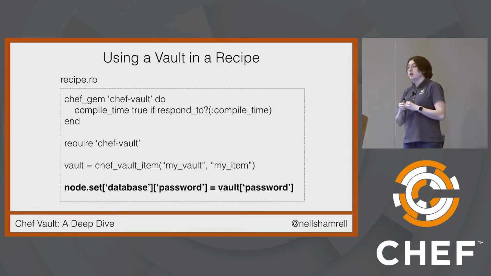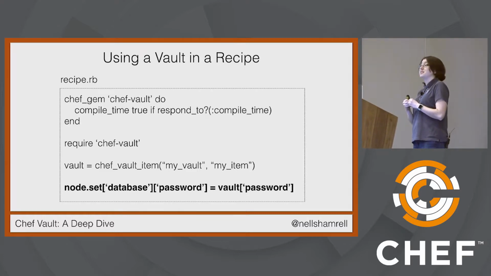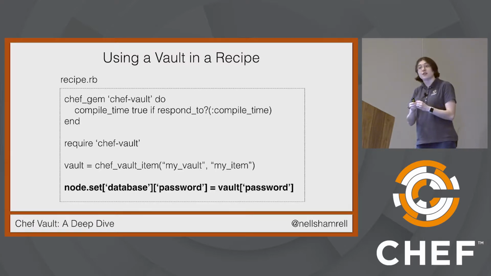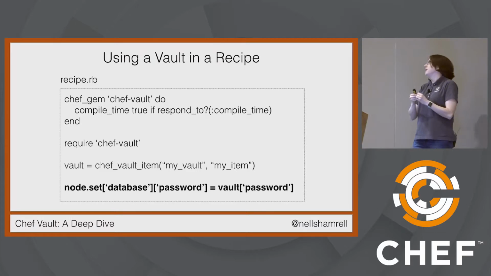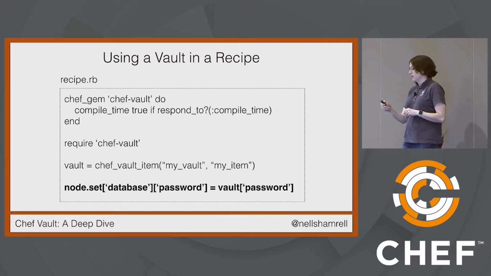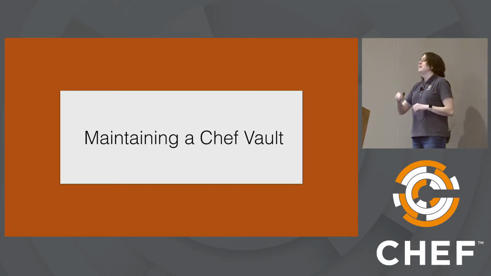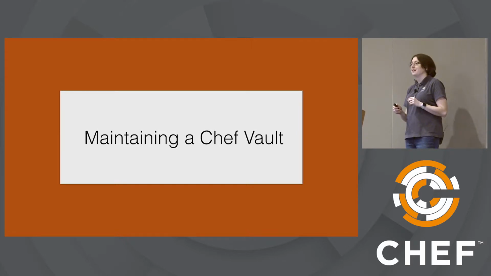Now, I do want to mention, if any of you are wondering if I realize that setting a node attribute to my secret means the secret will be stored unencrypted on my Chef server, yes, that is correct. You can get around this by using certain resources, but again, for the sake of keeping the code on my slides simple, I'm going to use this as an ongoing example. So now we know how to create the vault, we know how to use it in our Chef cookbook. Now let's cover how you maintain a vault, because it's not done when you create it.